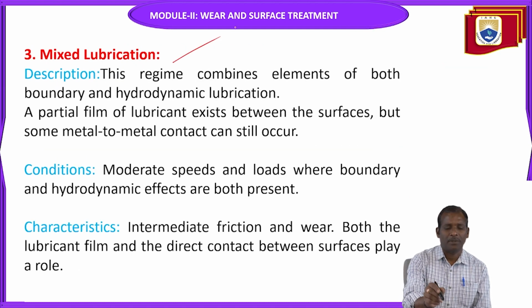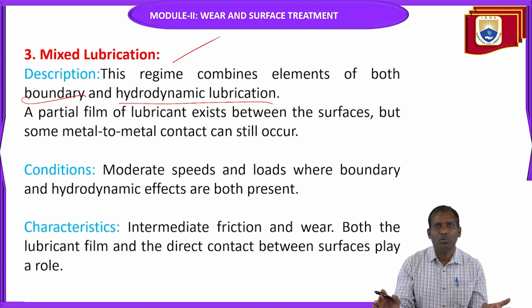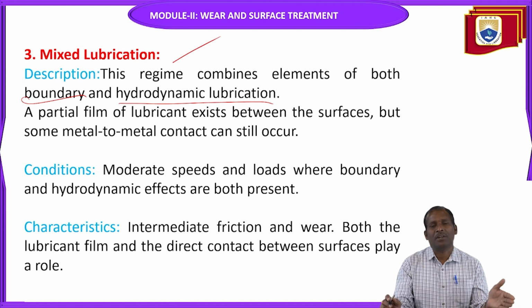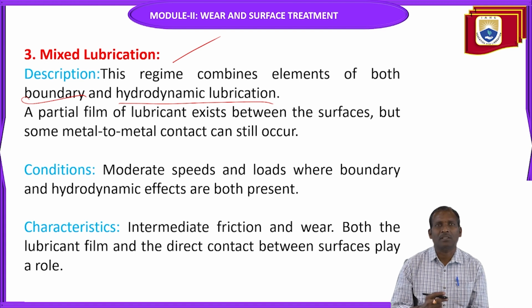Next, mixed lubrication. In this type of system, it combines elements of both boundary and hydrodynamic lubrication. Boundary lubrication we have already seen, and hydrodynamic. The combination of these two gives mixed lubrication. In this, a partial film of lubricant exists between the surfaces, but some metal to metal contact can still occur.